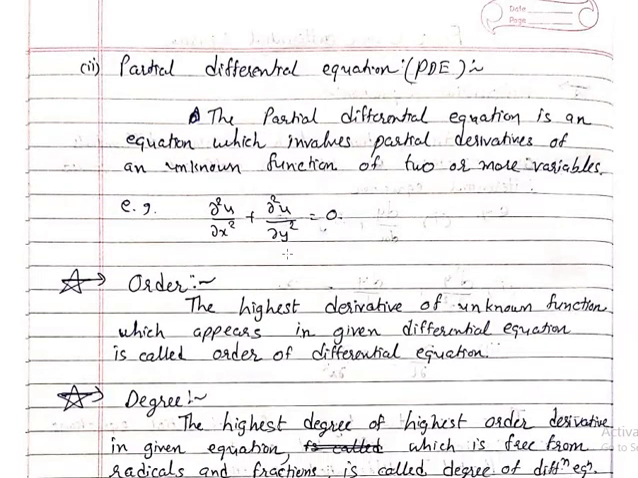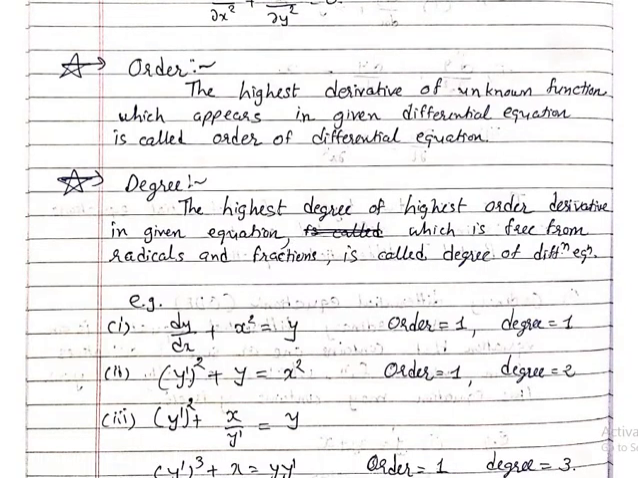Okay, now we are going on to the order. The highest order derivative of unknown function which appears in a given differential equation is called the order. That means whatever the highest derivative appearing in your differential equation, that is called the order of differential equation.